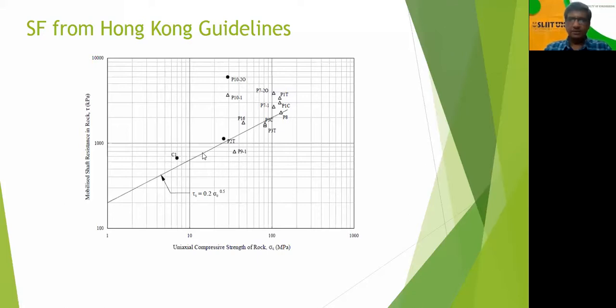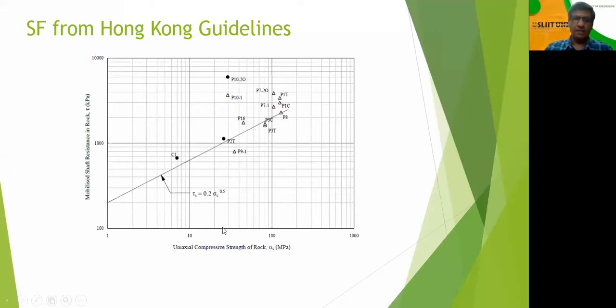According to these guidelines, you can see that they are proposing the skin friction as 0.2 times the unconfined compressive strength to the power 0.5, right? That is the relationship that they propose based on some limited number of test results. Because even here you can see that most of the measured values are actually not loaded up to the failure, not fully mobilized, right?